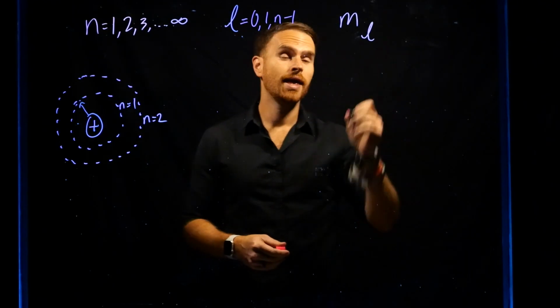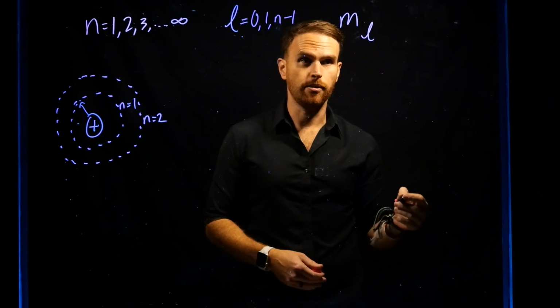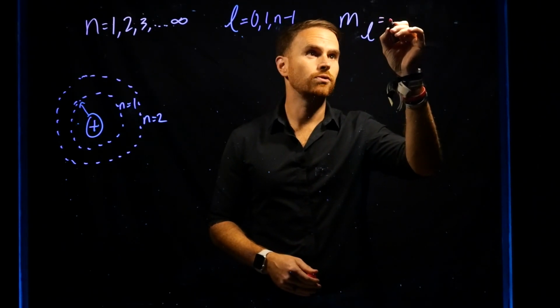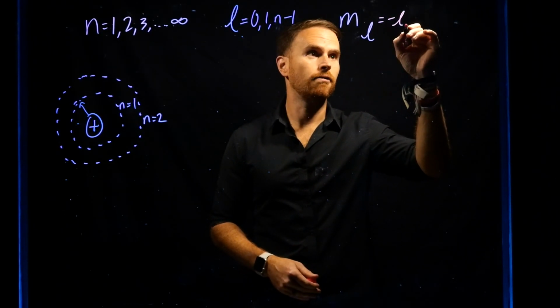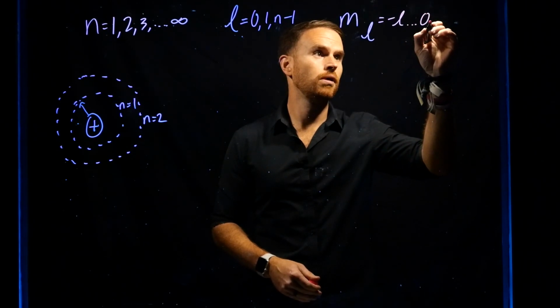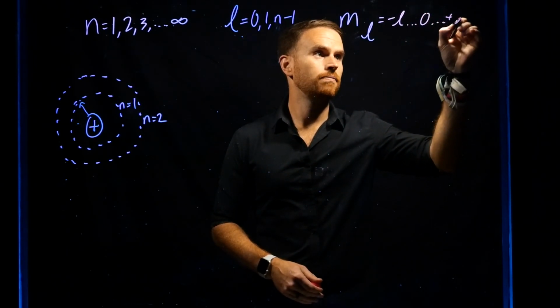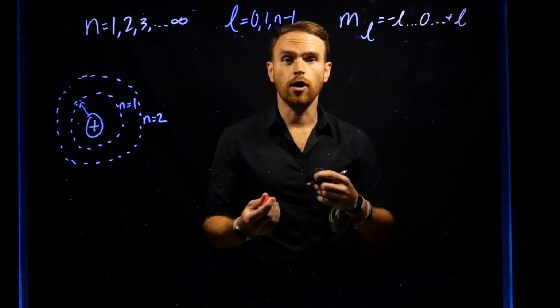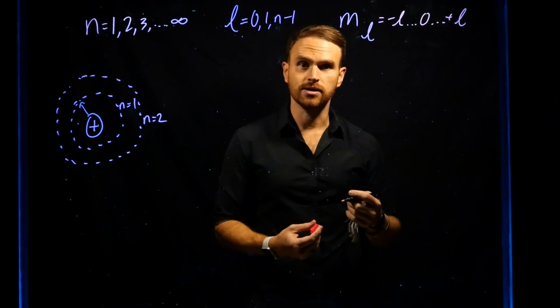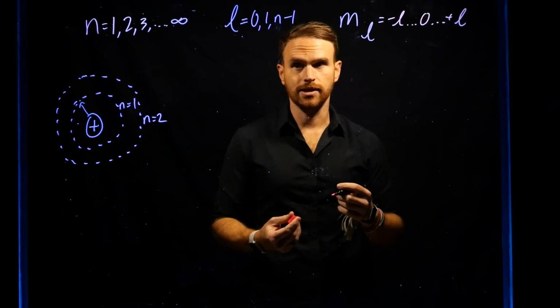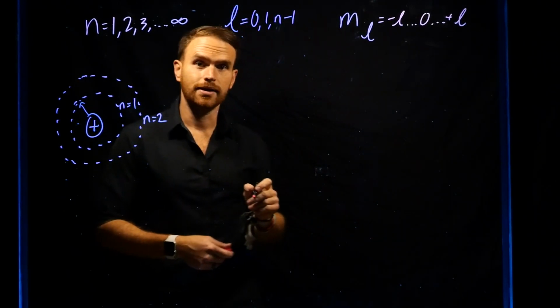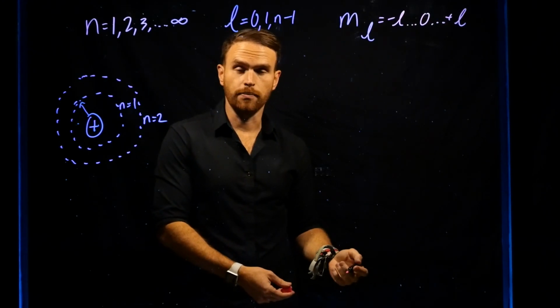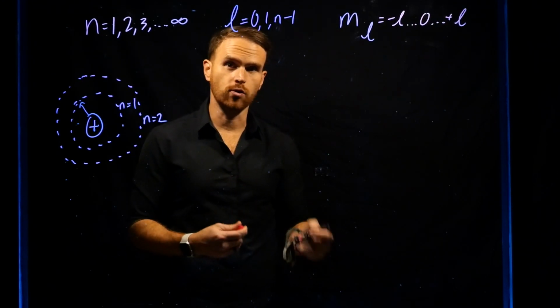m sub l is our magnetic quantum number, and these are always going to be equal to negative l to 0 to positive l. This tells you the direction, or the orientation in three-dimensional space, that the orbitals are oriented. So l, being the angular momentum quantum number, actually tells us the shape of the orbital.